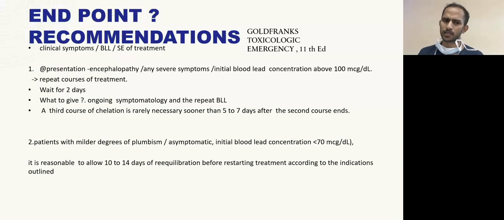So you can wait for 2 days. And what can you give after? We will send the lead levels again. So based on the lead levels, one of the 3 agents preferably. Rarely, a third chelation may also be required depending upon the lead levels. When the patient is asymptomatic and the lead levels are less than 70, you can even wait up to 10 to 14 days to allow the lead to re-equilibrate from the bone into the soft tissue and the blood.